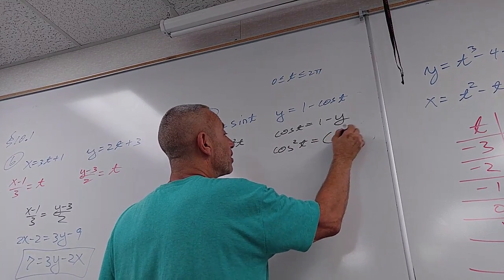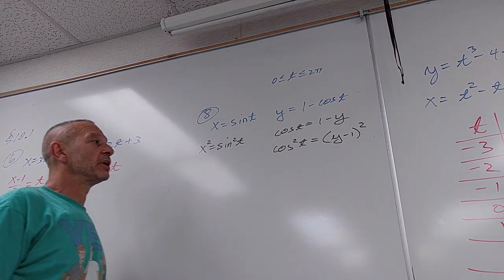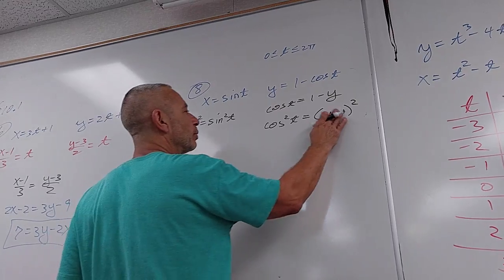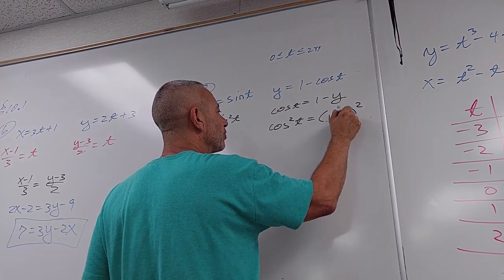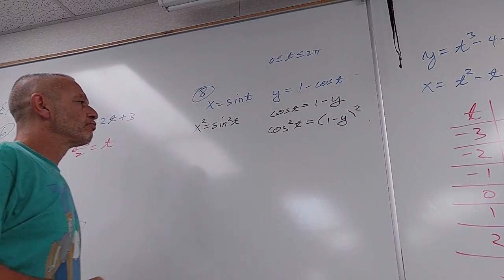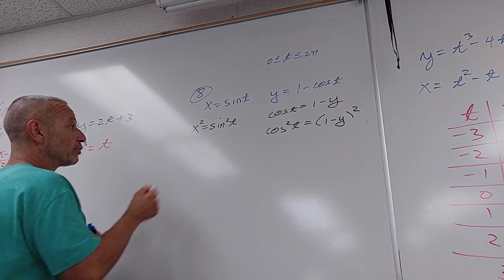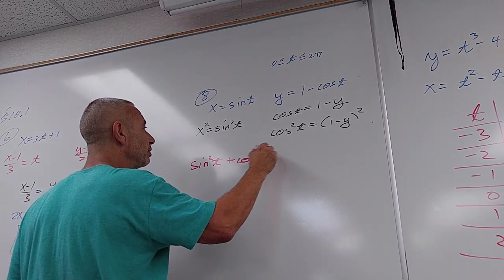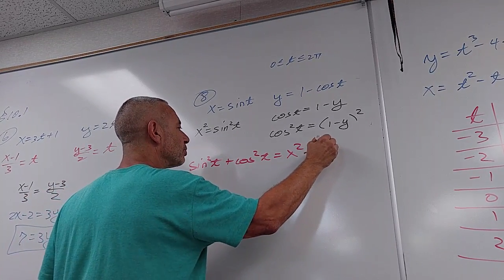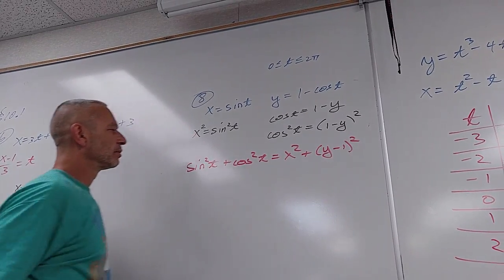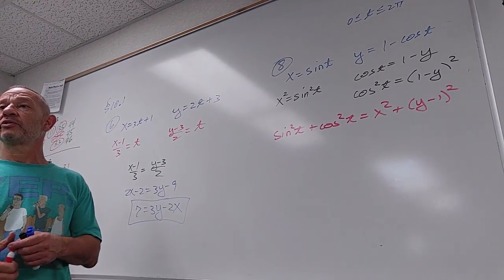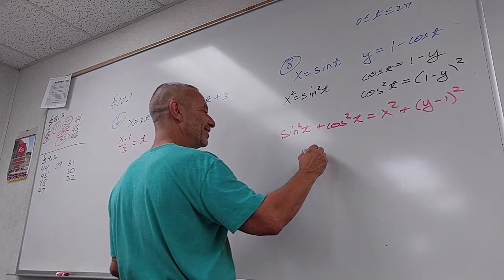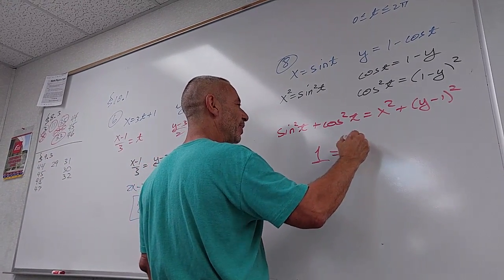Well, I could write (y minus 1) squared, because when you square it, 1 minus y and y minus 1 are the same thing, but I'll go ahead and write y minus 1 just to not offend your sensibility. And so I could now write sine squared t plus cosine squared t equals x squared plus (y minus 1) squared. And what was sine squared plus cosine squared? 1. Oh. Why, it's just a circle.